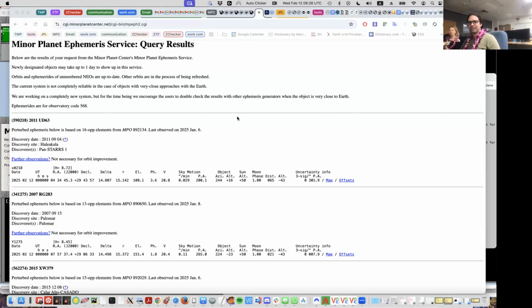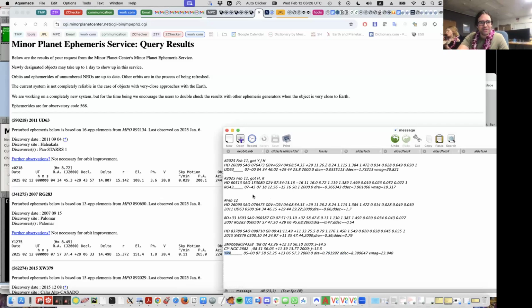Is our star list correct now? It is correct. We got it all in. So I have this list view of the game plan for tonight. This is UD63, so we'll get H and K. This is the same one we observed last night, Matthew. You just wanted to get more H and K? Yeah, we didn't get K last time. We just got Y, J, and H, so now we'll have the full JHK.